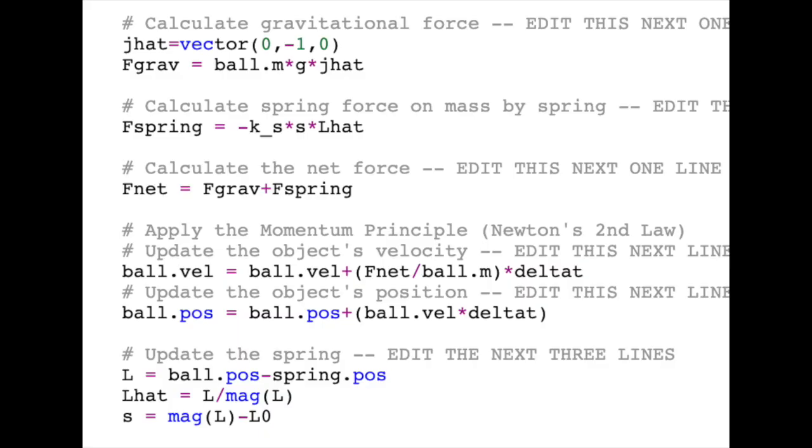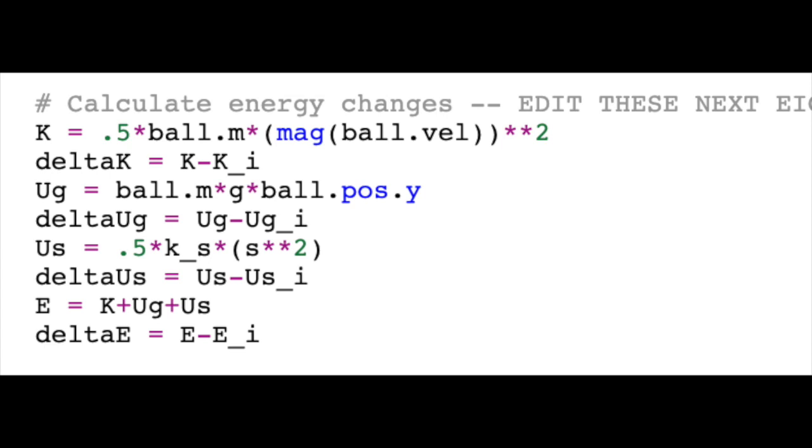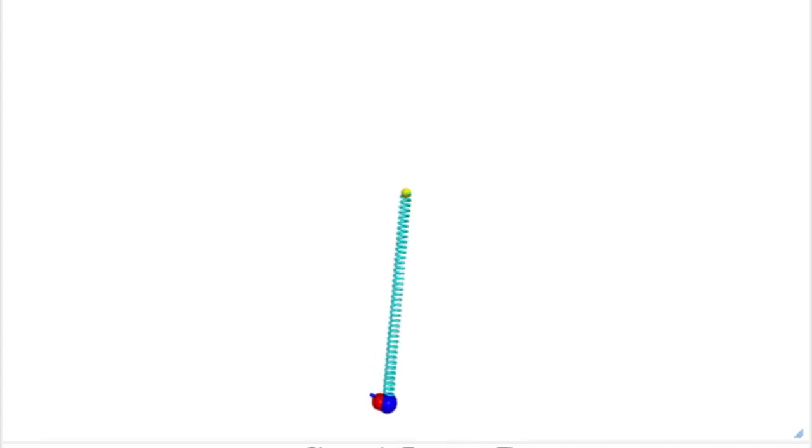In my code, I inputted the momentum principle and position updates to plot the model position versus time. I also added the energy equations in the loop to get an energy versus time graph. Here's the model that I created.